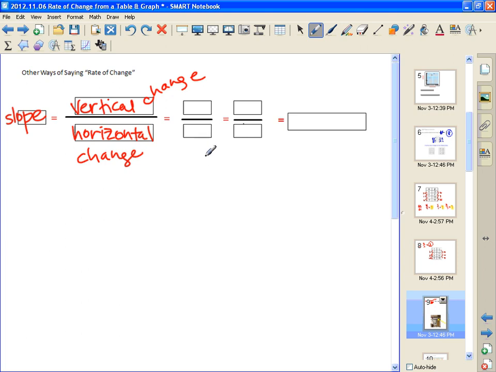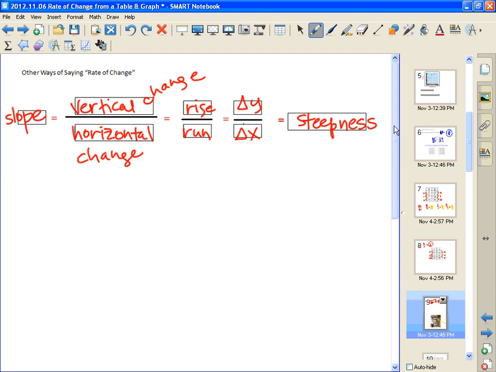Another way that you may hear slope referred to is rise over run. One that you're really familiar with by now is delta y over delta x, which literally just means change in y over change in x. Or you may also hear your teachers refer to slope as steepness. But know that all of these words mean the same thing.